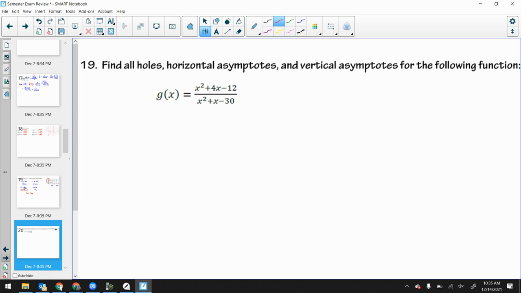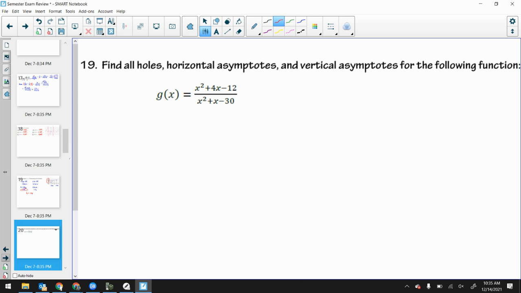All right. Find all holes, horizontal asymptotes, and vertical asymptotes. Did we already do a question like this? Yes, we did this twice. Why not extra practice? And in these ones, the exponents are the same, which means you have to look at the coefficient, but they're also the same, which means I have no idea. You are right. You have to look at the leading coefficient. We'll get there in a second.